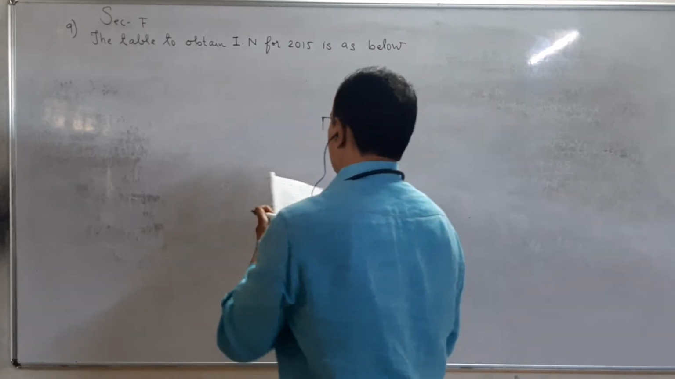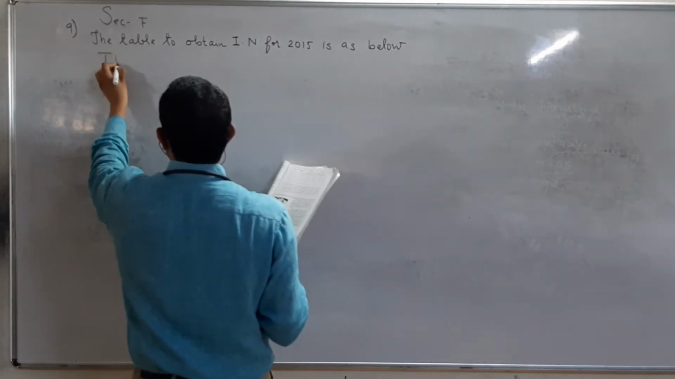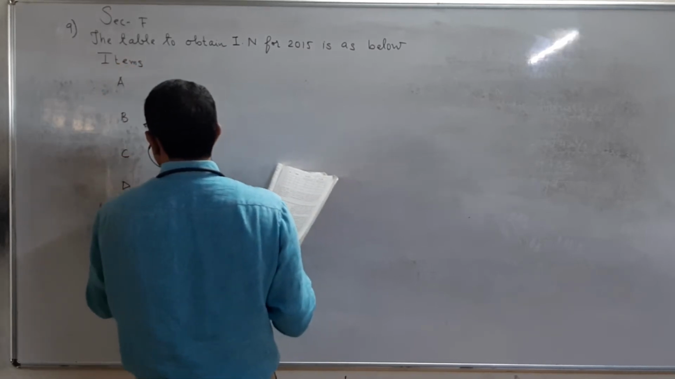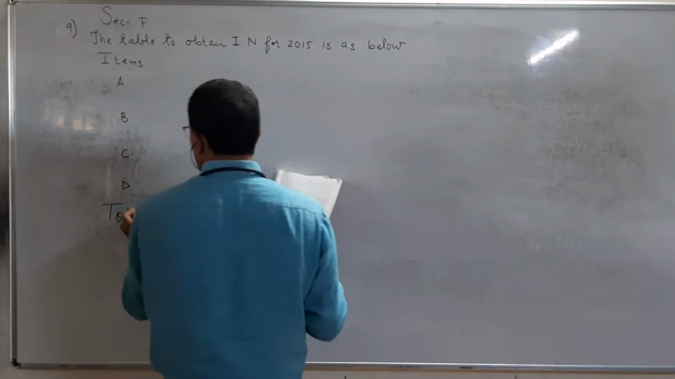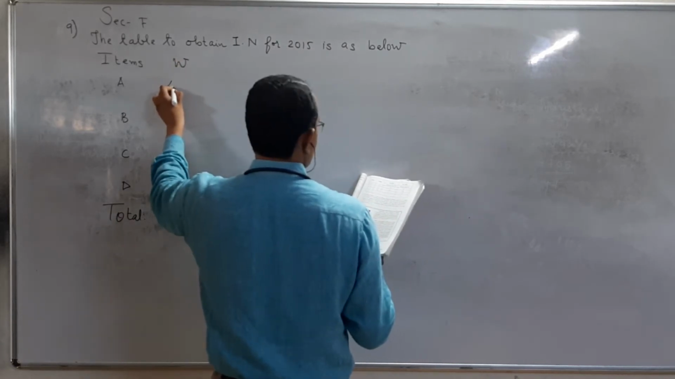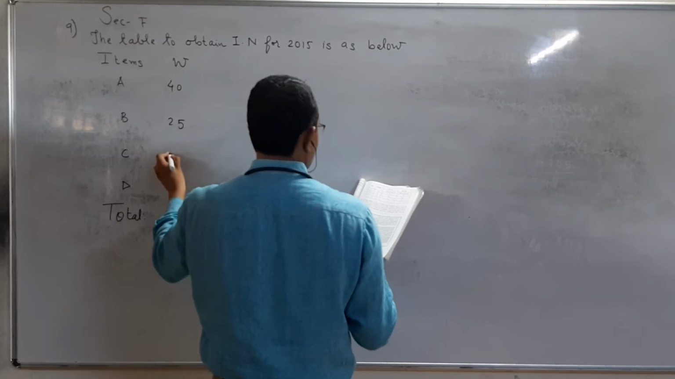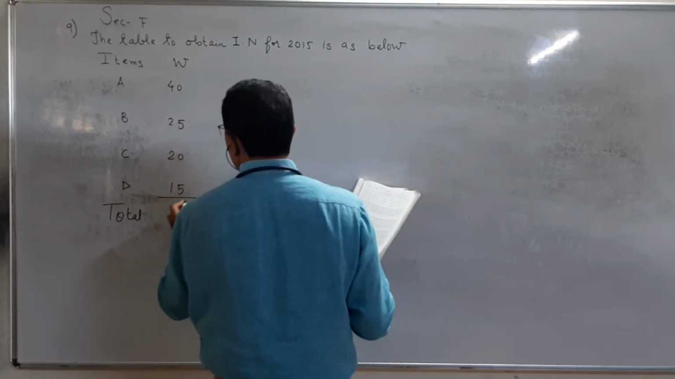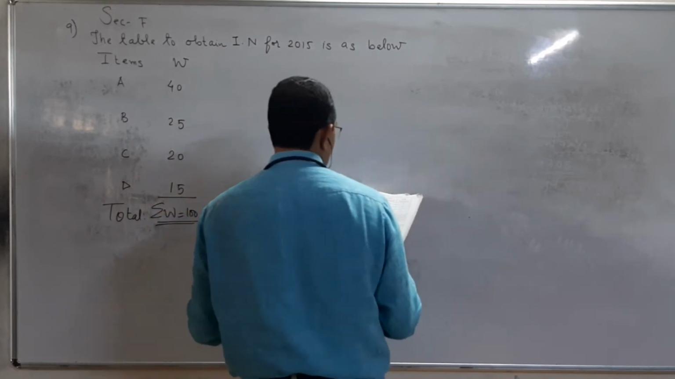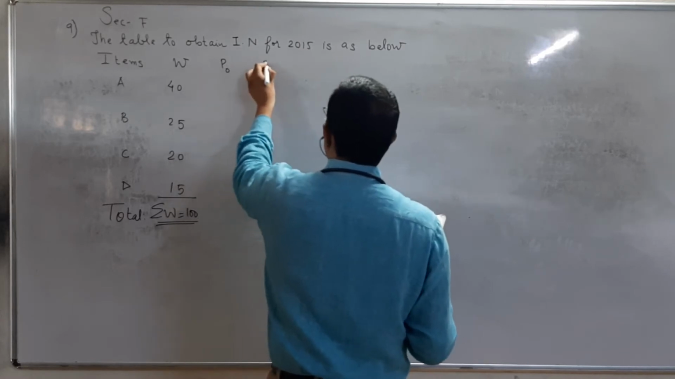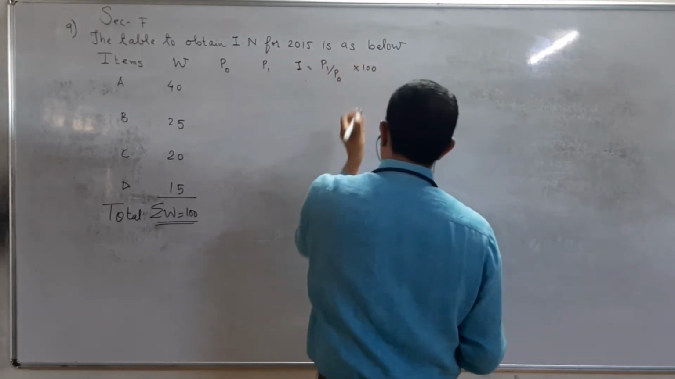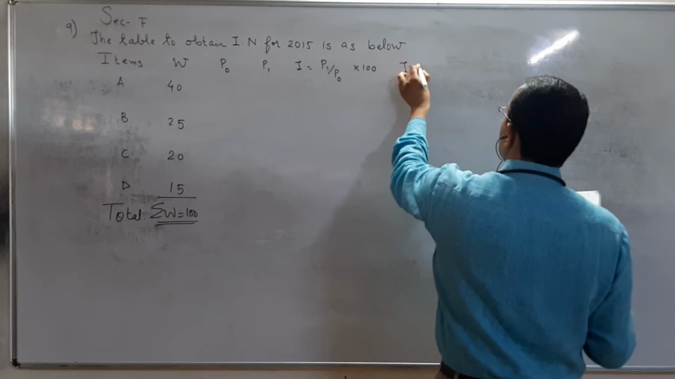The first column, students, I have to make is of given items A, B, C, D, and then, students, total. Then weights are given as 40, 25, 20 and 15. So if I total the weights, it is definitely 100. Now price of base year is P0, current year is P1, I is equal to P1 upon P0 into 100, and the last column is IW.